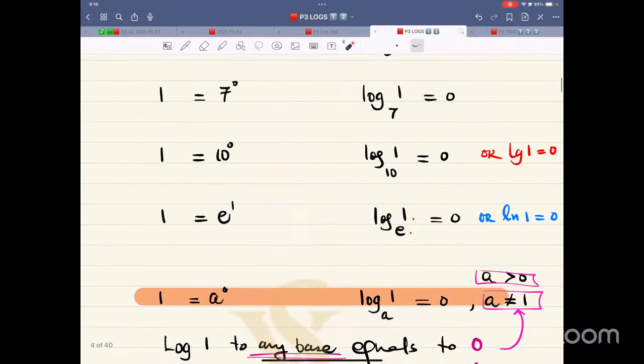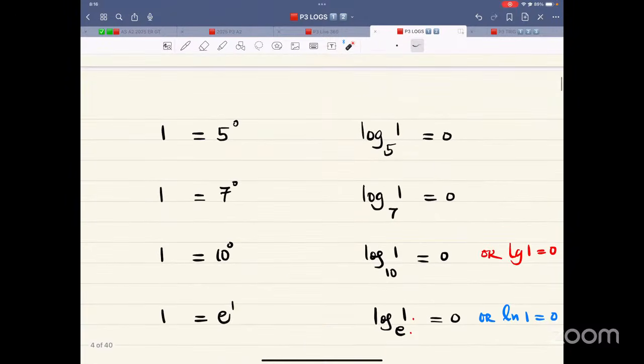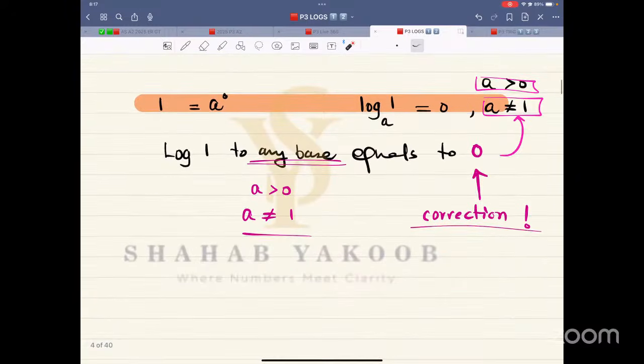The first thing, if I talk about this thing, 1 is 10 power 0. Log 1 base 10 is equal to 0. Log to the base 10 is known as LG. 1 is e power 0. Log 1 base e is 0. Therefore, ln of 1 is 0. So now this rule is very, very important. Log 1 base a equals 0.